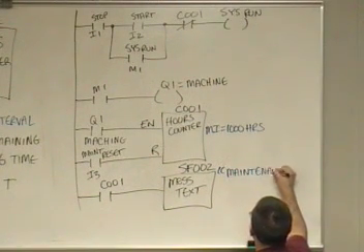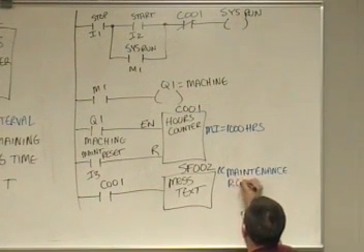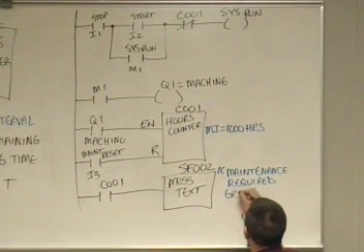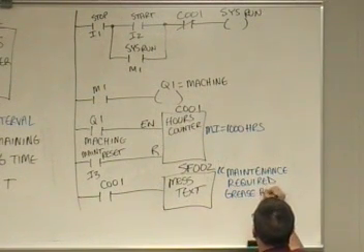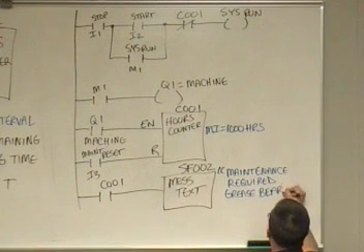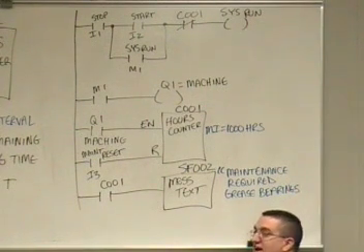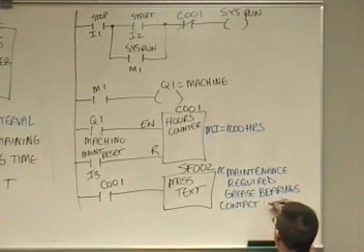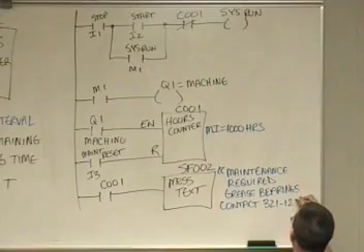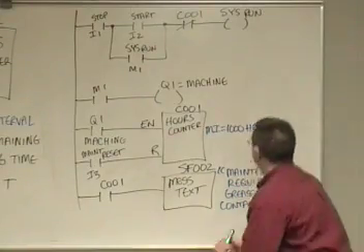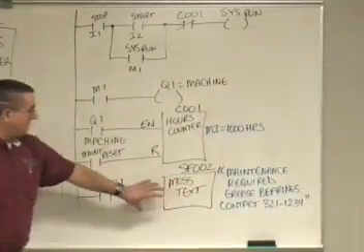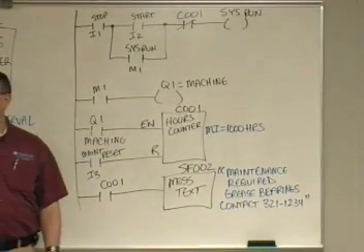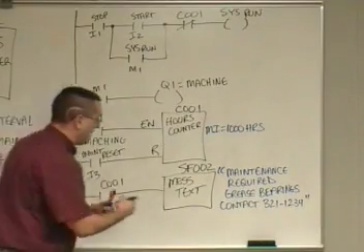Maintenance required, grease bearings. I could even put in some contact information, maybe a phone number, 321-1234. So now this message text is going to come up with that message. And where's that message going to display? Yeah, this is going to go right on the LCD.